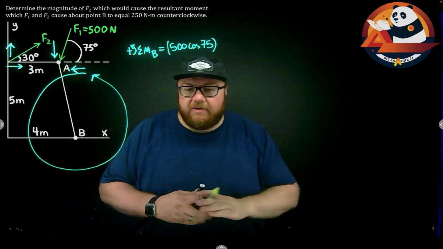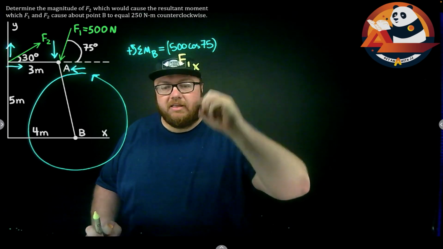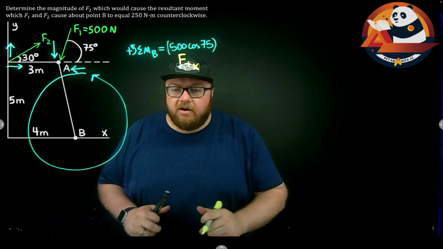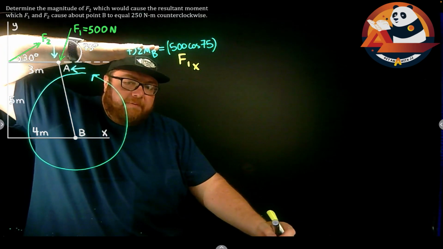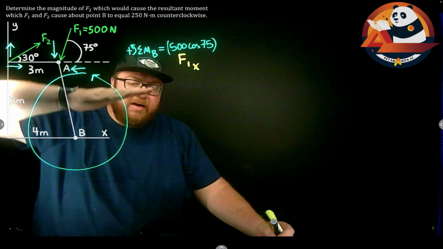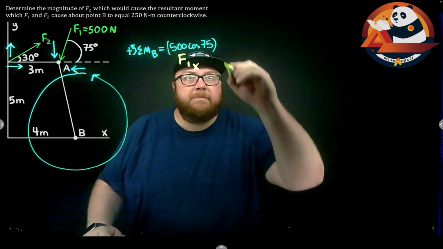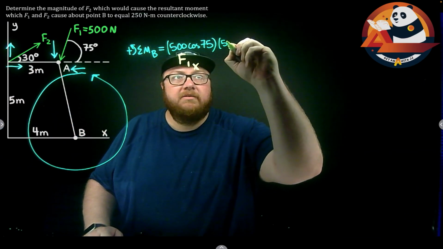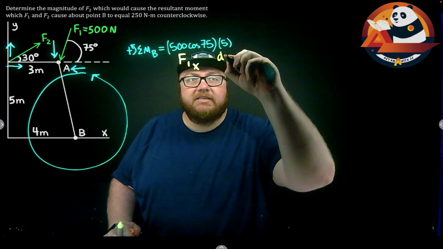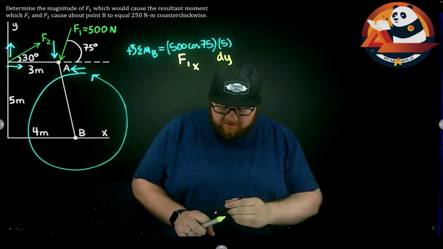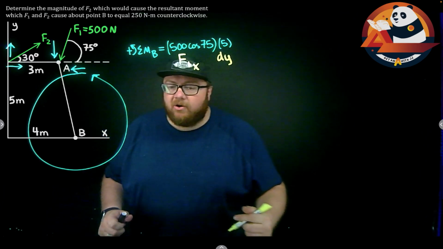That's my F1x, force 1 in the x direction. And I'll need to multiply that. I'm trying to get to point B, so it's my perpendicular distance from that x component, dropping down to B. I'm going down 5 meters. So my perpendicular distance is 5. Anytime I have an x component, I should have a y distance, a distance in the y that I multiply by. F1x dy.